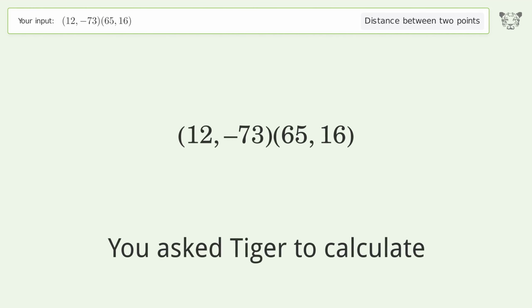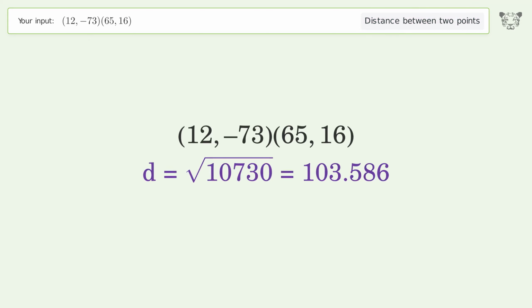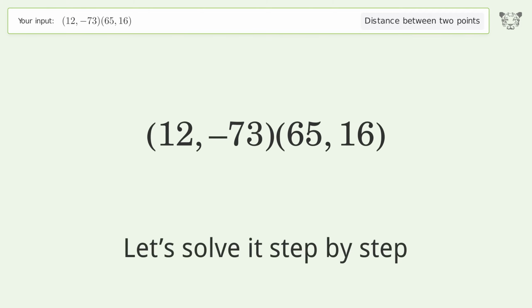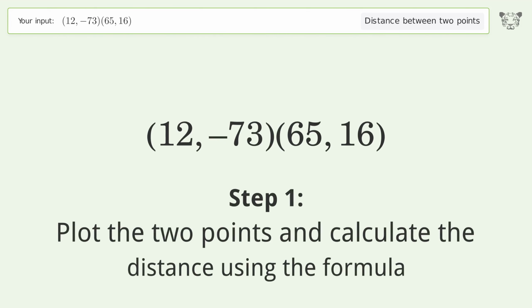You ask Tiger to calculate. This deals with the distance between 2 points. The distance between the 2 points is the square root of 10,730, or 103.586. Let's solve it step by step. Plot the 2 points and calculate the distance using the formula.